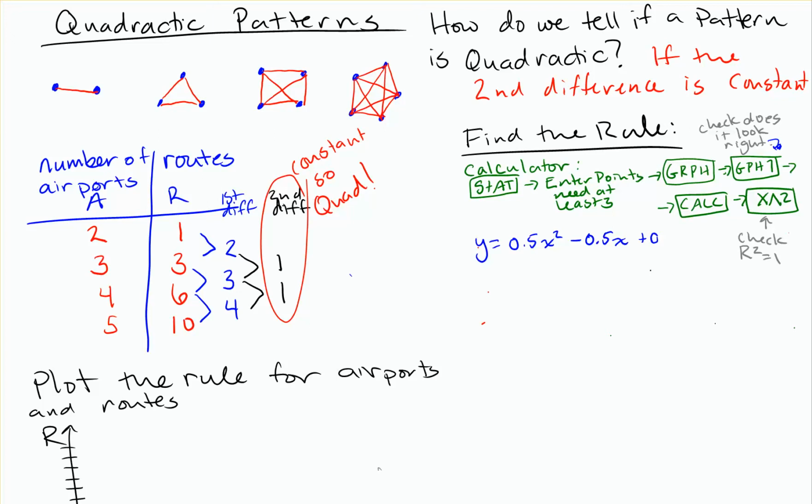Now remember, you want to get this into context for yourself. So if we remind ourselves, in this table, it's always x first and then y. So let's replace the x and y letters with a and r, because a stands for the number of airports and r is the number of routes. So y is equal to r, so we're going to say r is equal to 0.5 a squared minus 0.5 a. And I'll leave off the plus 0 because I don't really need it there anymore.